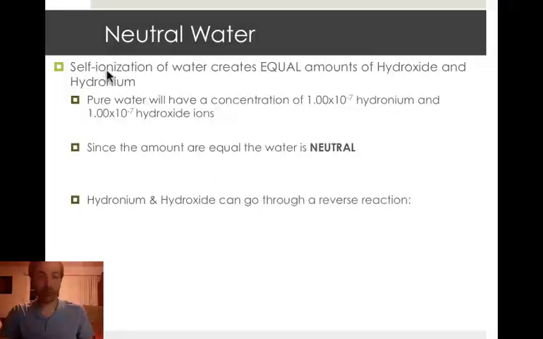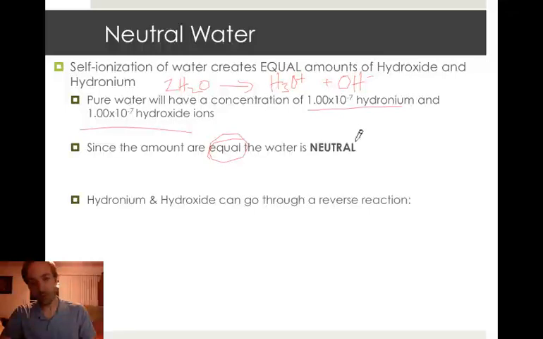The catch is that when water self-ionizes, it's going to split in equal amounts. Two waters are going to produce an H3O+ and an OH-, a hydronium and a hydroxide, but they form in equal amounts, one of these for one of these. So pure water is going to have equal concentrations of hydronium and hydroxide, in this case 1 × 10 to the -7th compared to 1 × 10 to the -7th. Since they're present in equal amounts, we call that neutral. In other words, when the amount of hydroxide is equal to hydronium, it's neutral.